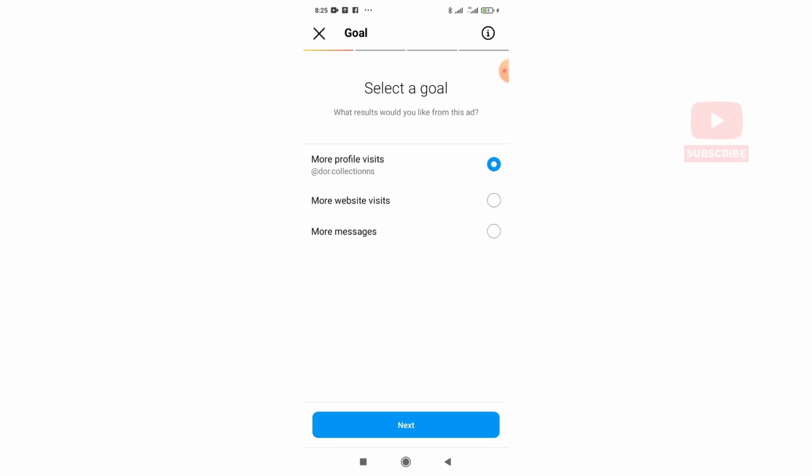Some people may not be interested in that particular picture you are running. They may want to see other things. For more website visits, some people do not like going to websites. And for more messages, a lot of people do not want to message you privately, except if they have money to buy. But they can be happy to check through your profile and see what you have on your page. So I always do profile visits. I have tried others, and they did not work well for me.